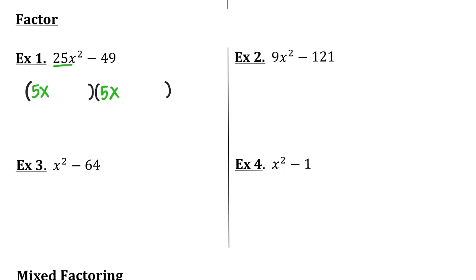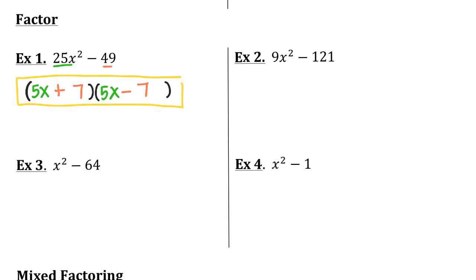And then what do I multiply to get negative 49? Positive, negative. 49 is 7 times 7. Since it's 5x plus 7 and 5x minus 7, the middle terms will cancel. And this is my factored form. And again, if you notice the pattern, you can factor it right away. If you don't, you can do it using the box method or the grouping.